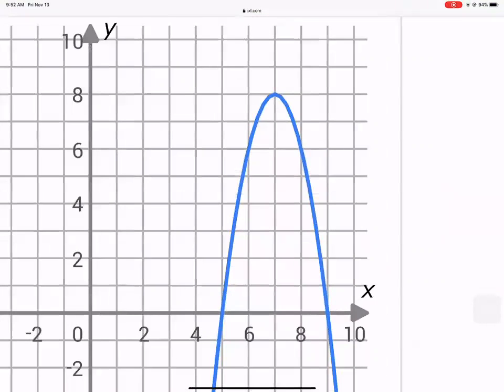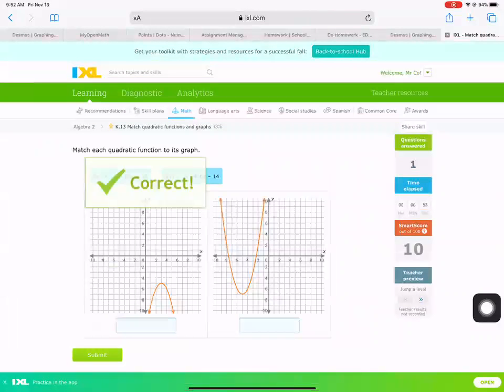From the vertex, if I take one step over, we went 2 steps down. One step over, 2 steps down. Bam, that's what this means. That's how you spot it. Submit. I know it's right.